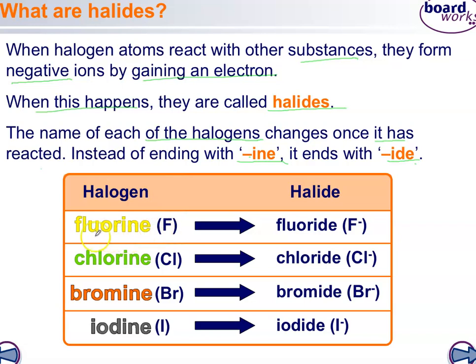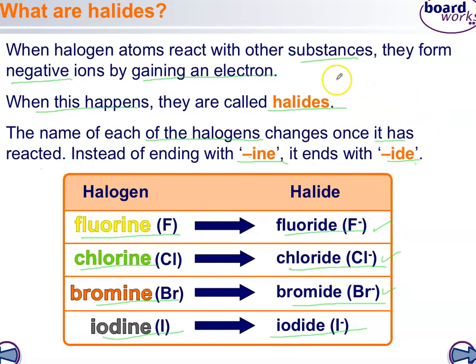So over here we have fluorine. When it reacts with any metal, it forms fluoride. Chlorine becomes chloride. Bromine becomes bromide. And iodine becomes iodide. Pay attention to the formula: F minus 1, Cl minus 1, Br minus 1. This is the halide, and they become halides by gaining an electron.